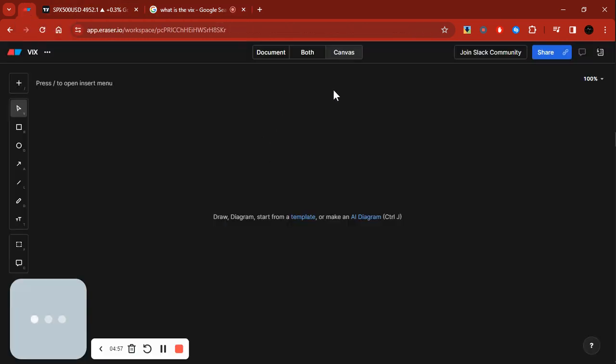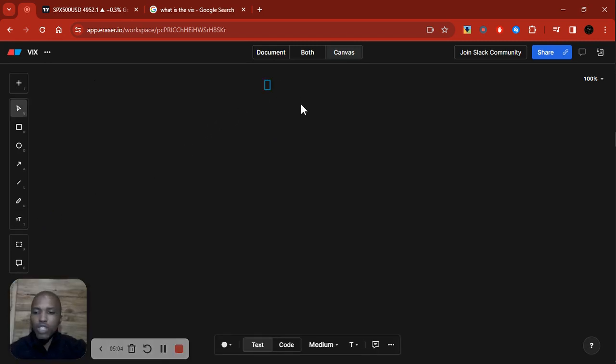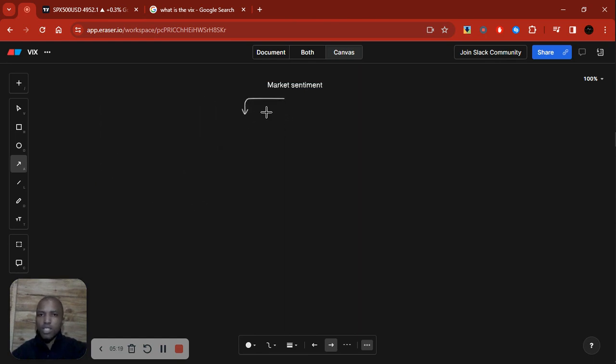So now, just to dive a bit deeper, what is the primary use of VIX, right? It is to gauge sentiment. It is a measure of market sentiment. By market sentiment, I mean the risk profile that we are in. And this splits into two, right? Let's make this straight. We have risk on and we also have risk off.